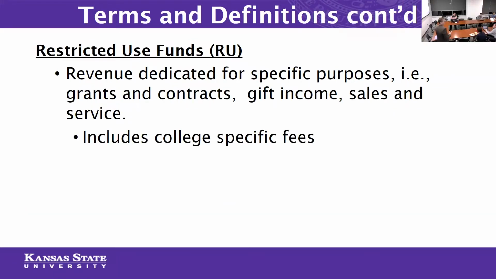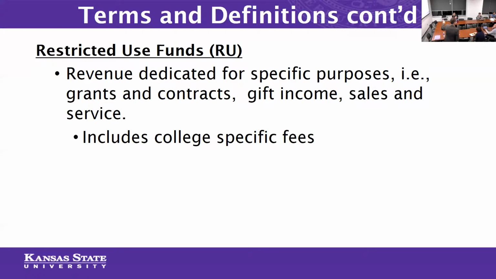The other type of funds that we have available to us is called restricted use funds, and that's basically all the other funding sources that come to us as an institution. It's revenue that we get based on federal grants or contracts that we might have earned, gift income, sales and service, all of those additional revenues that come in for a dedicated purpose. They're not for our general operations. So we call that our RU budget, and that generally is handled separately from the GU in terms of how we manage the university.